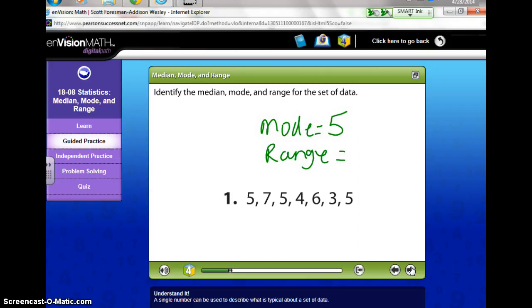Natasha? 4. Can you tell me what you did? 7 minus 3, and you got 4. Good work. How about the median? Sarah? 5. The middle number. Once you put them in order, they have to be in order. Good work. Check yourself. And let's go on to the next set of data.